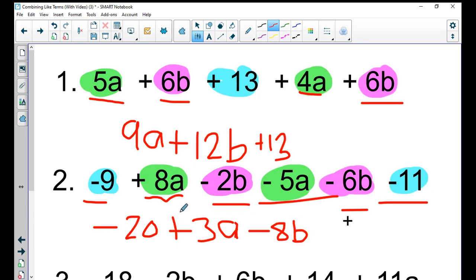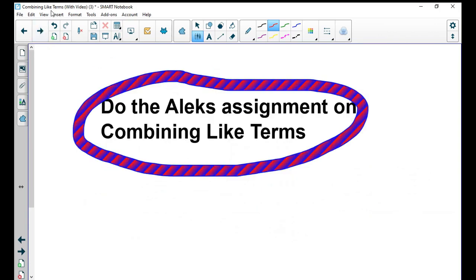And so as you can see, what we're doing is we're just adding and subtracting integers, just like we have been reminding you that we would over the last few weeks. So can I give you a chance to try some of these? Do the Alex assignment on combining like terms.